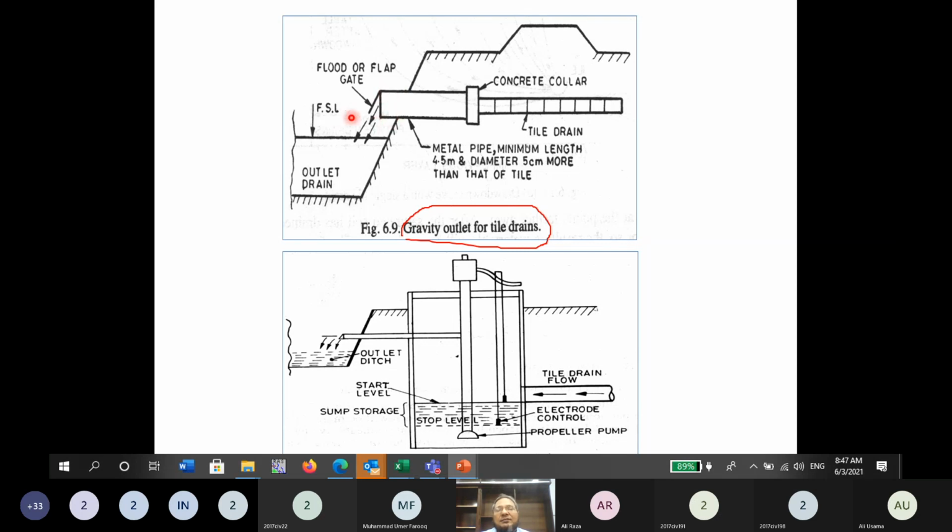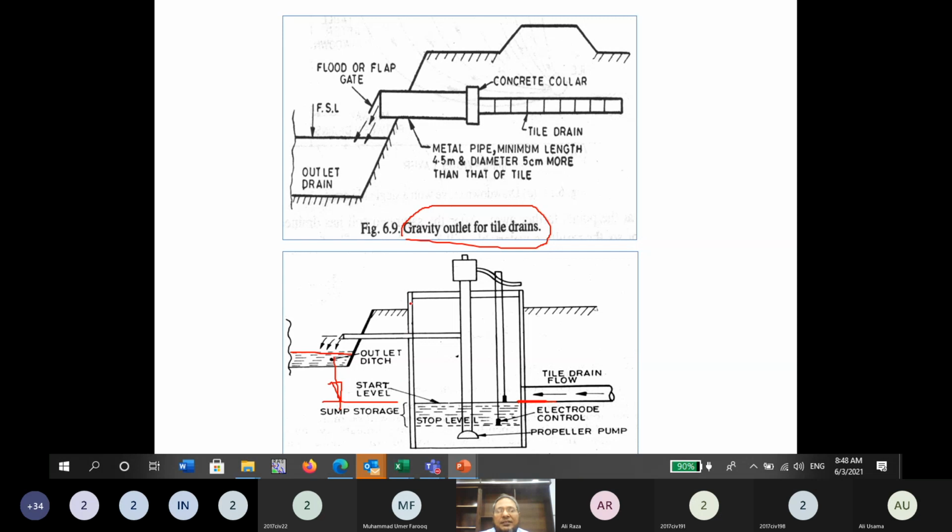If the invert level of the tile drain at the point of outfall is higher than the full supply level of the outlet drain, then we have to provide a gravity outlet like this, and the water will flow by gravity. But if this is not possible, and the invert level of this main tile drain is lower than the full supply level, which is here, and it is much below, then by gravity it is not possible, because the full supply level is higher compared to the invert level of the main tile drain.